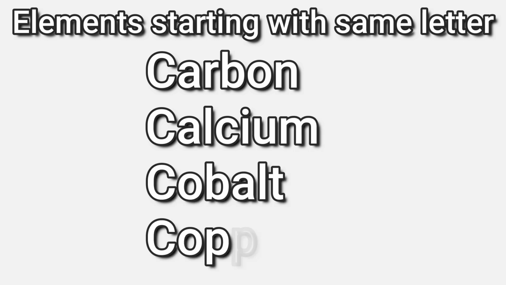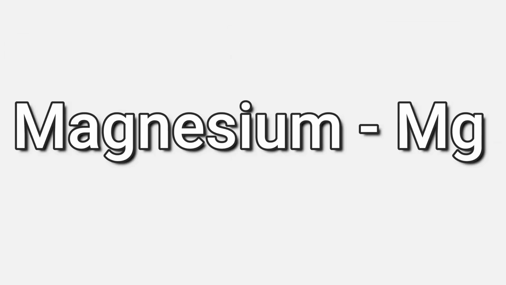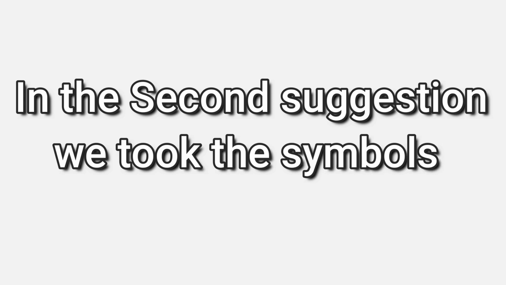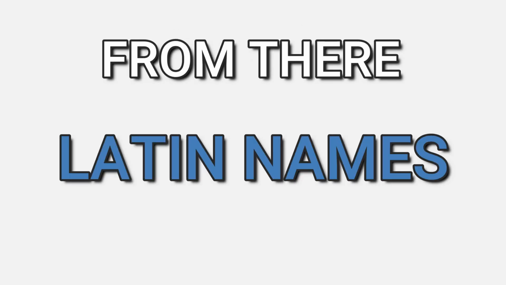In first, we took the small letter from anywhere of the name of the element, and that's how we took Ca for calcium, Zn for zinc, Mg for magnesium. In the second suggestion, we took the symbols from the Latin names of the elements.